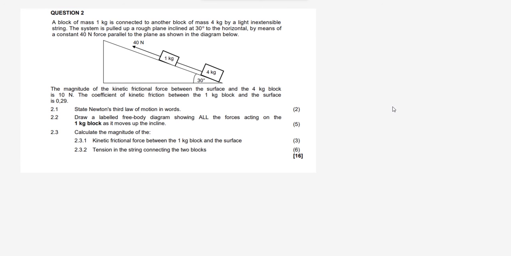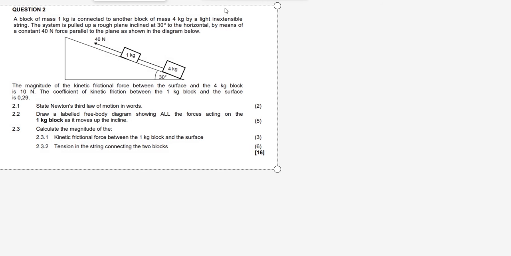So okay, let me draw my free body diagram here on this side. Okay, first this one. Our free body diagram, we'll draw it here. So in our free body diagram, we'll have the applied force.